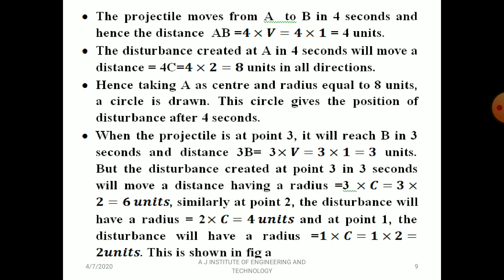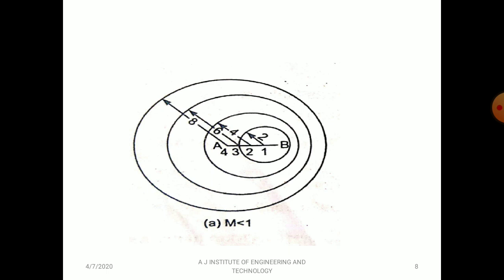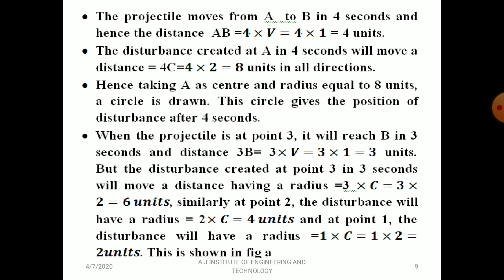When the projectile is at point 3, what is the time? It reaches B in 3 seconds, so you take time as 3. The distance traveled by the projectile is v into dt, with v taken as 1, so 1 into 3 is equal to 3 units.